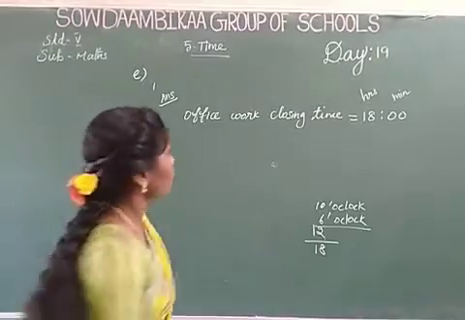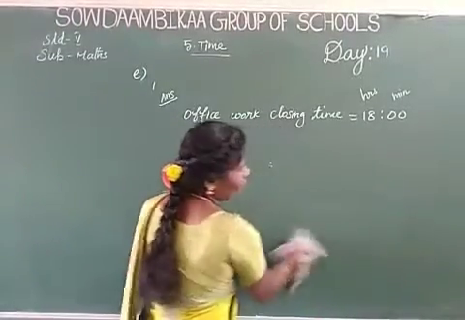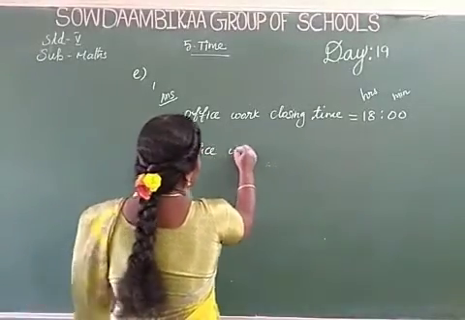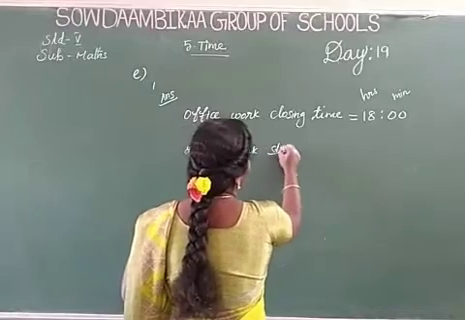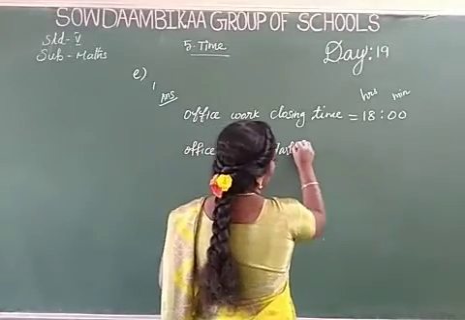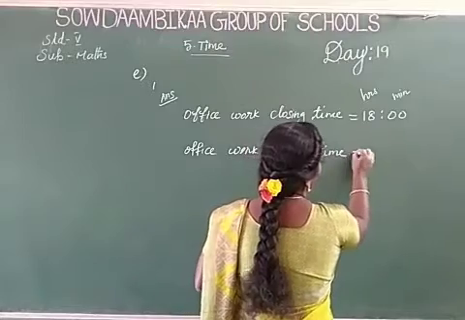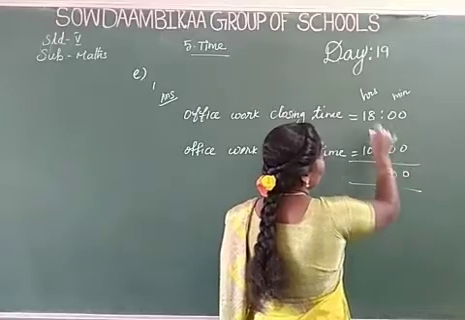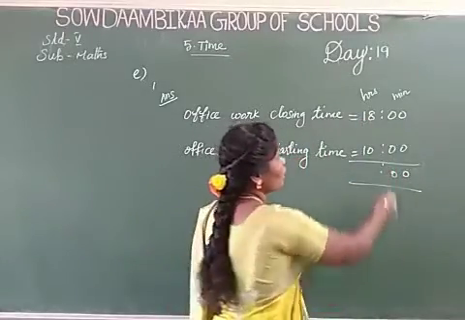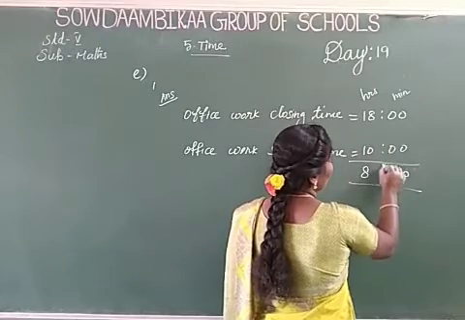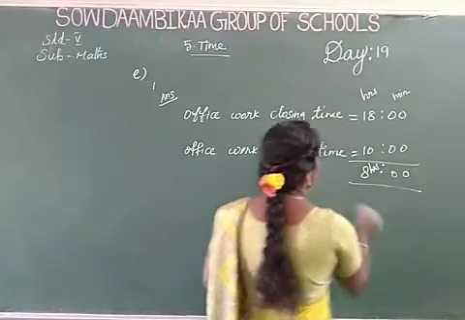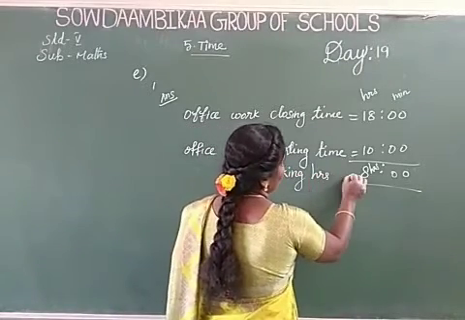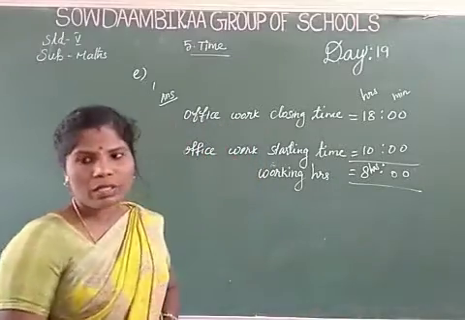Next, the office starting time is 10 o'clock, so the minutes are 0. So put 0. 18 minus 10, how much? 18 minus 10 is 8. So the working hours are 8 hours 0 minutes. Okay.